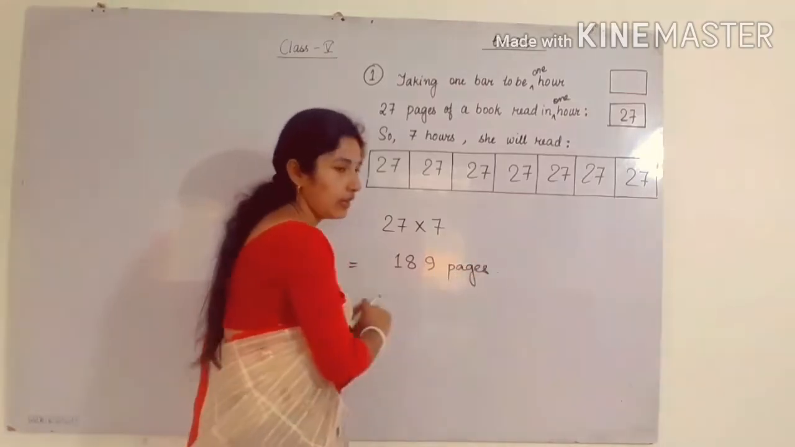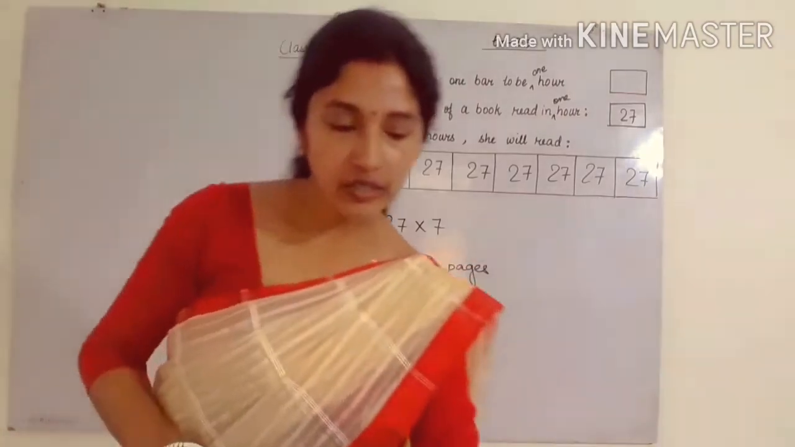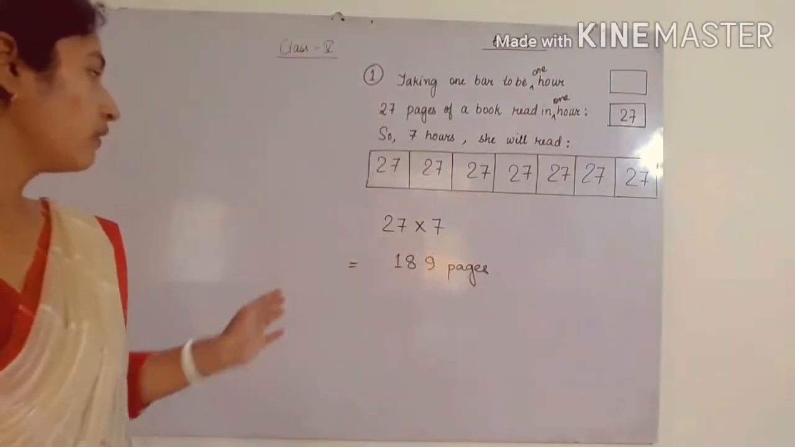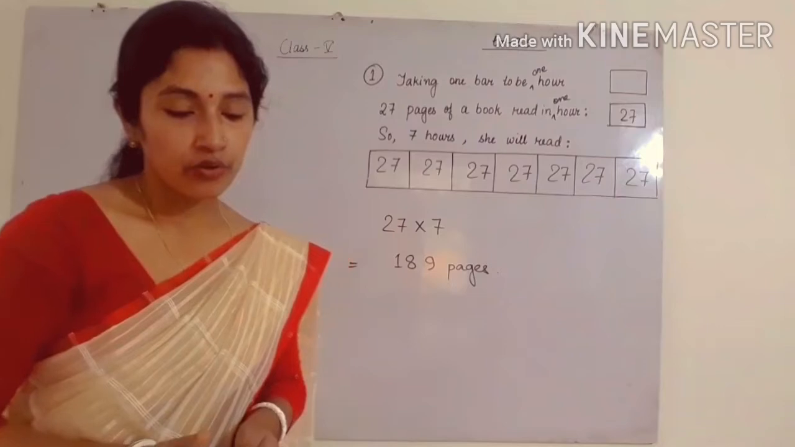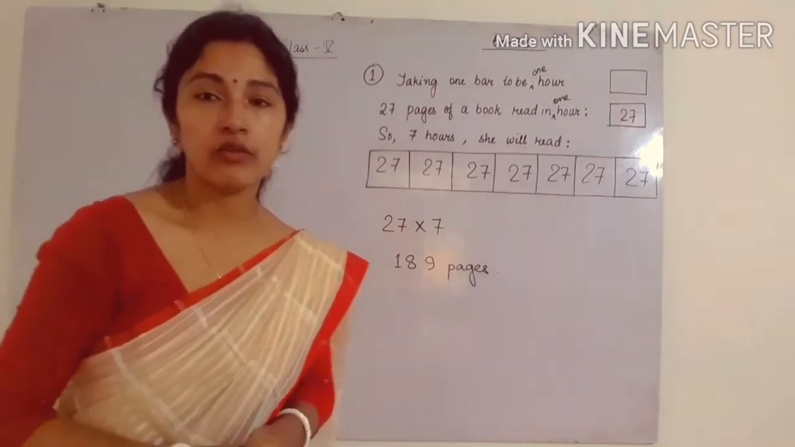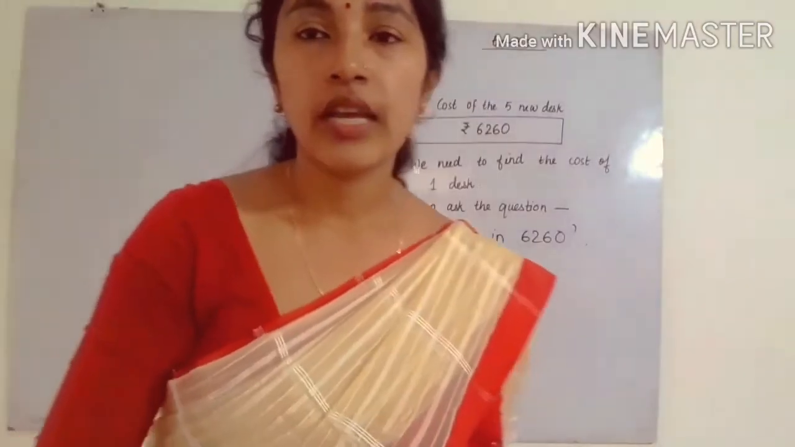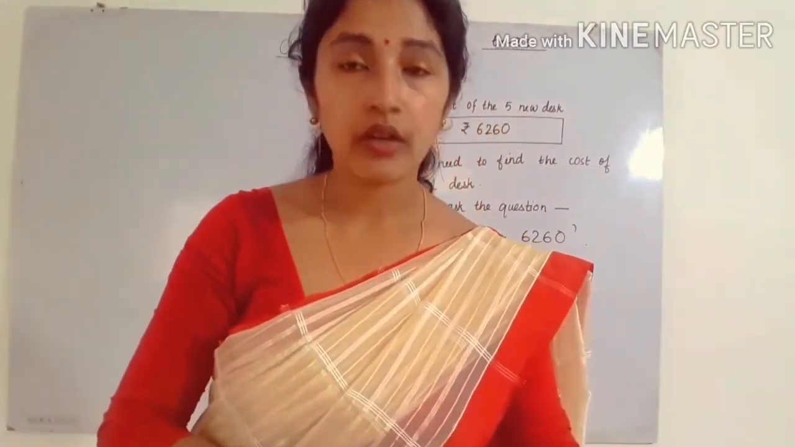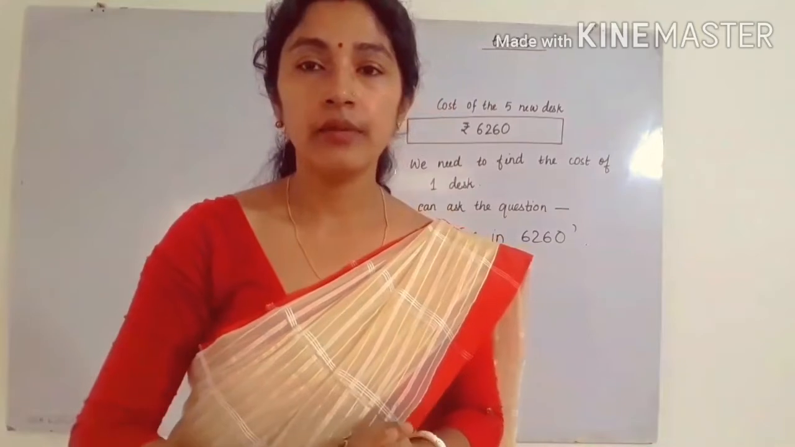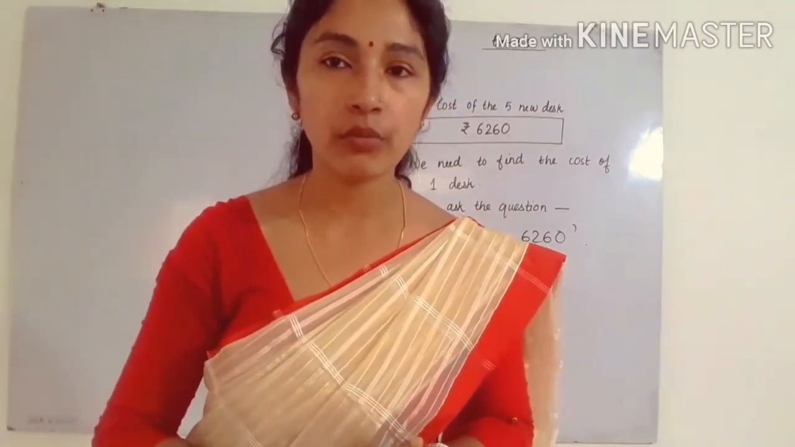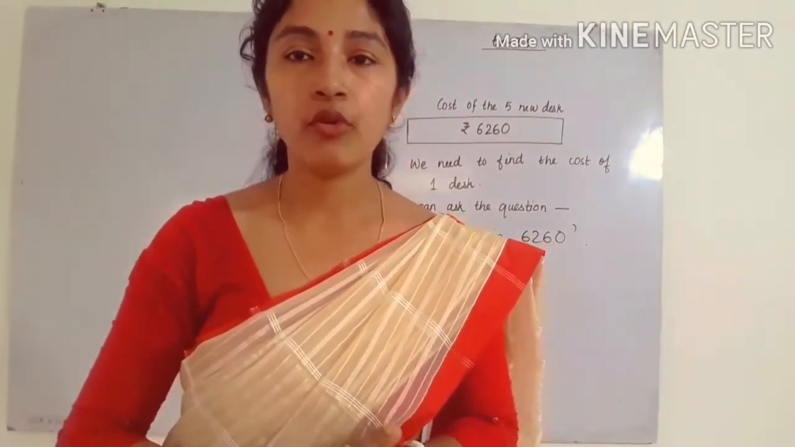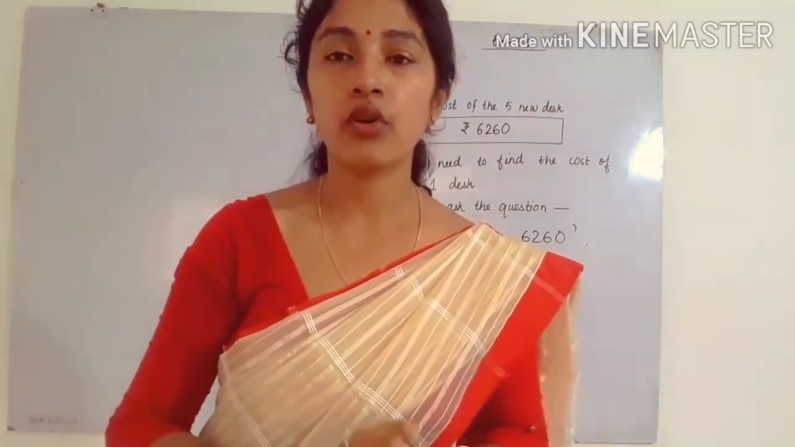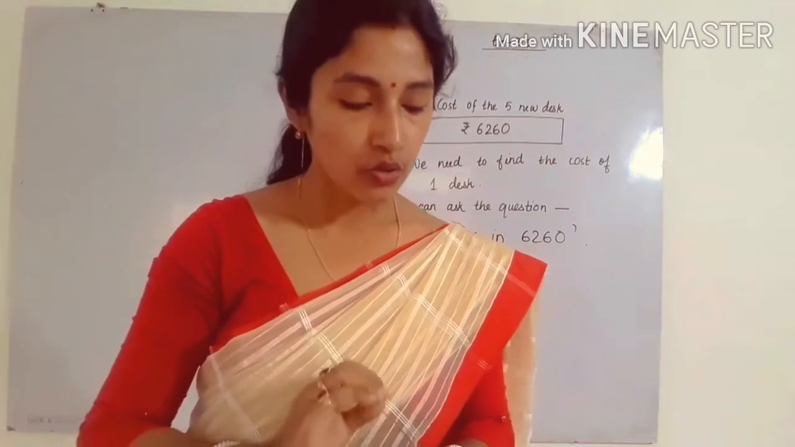So you have to write the sentence. Therefore, you have to write like this: Therefore Shirin can read 189 pages of the book in 7 hours. Next I am going to discuss question number 3. Question number 2 is the same, you have to do multiplication in question number 2 also, so try to do it. I am doing question number 3 because we have to do division here. In division the model will be different. So come to question number 3.